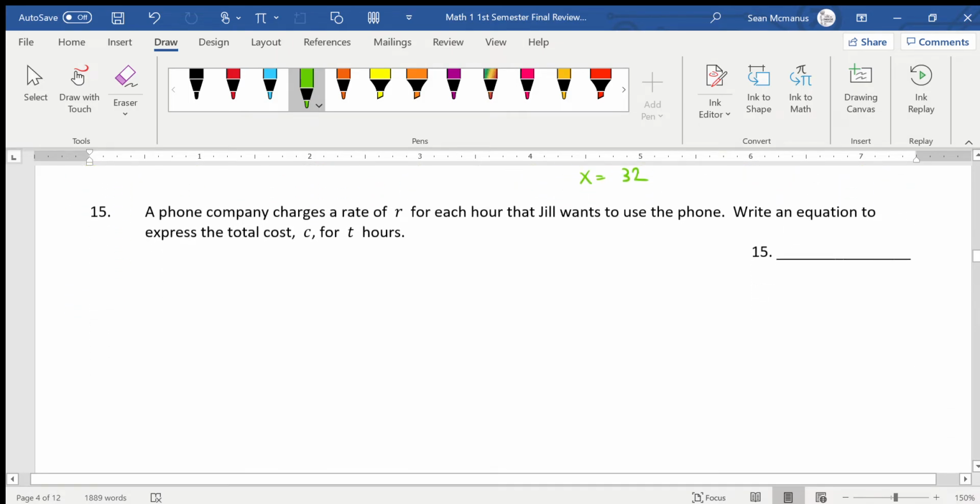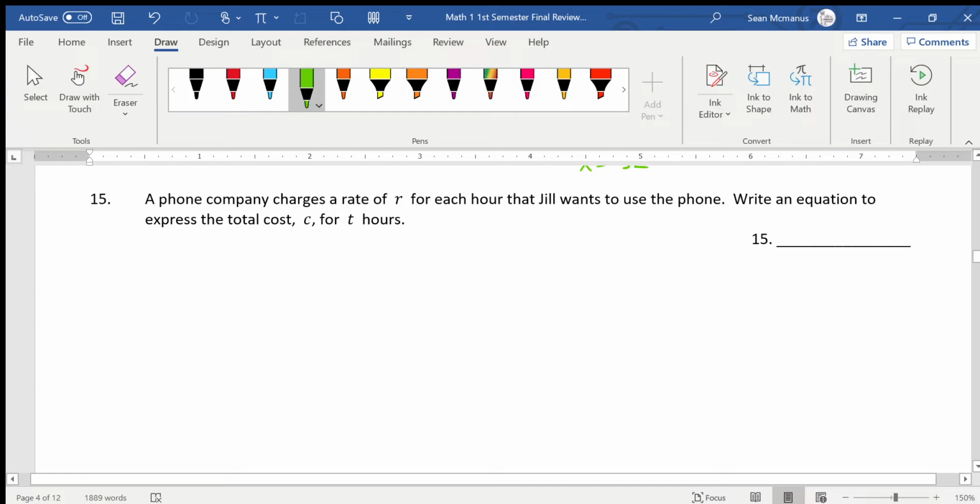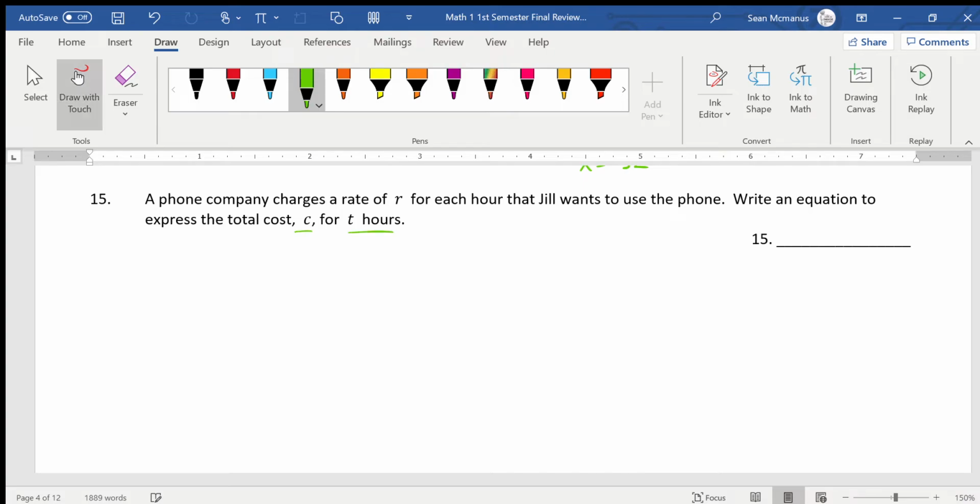All right, 15. A phone company charges a rate R for each hour that Jill wants to use the phone. Write an equation that expresses the total cost for T hours. Right, so I want to know the cost is going to be the number of hours she talks on the phone multiplied by the rate. Right, so let's make an equation for these things. So cost was C, number of hours was T, and the rate was R.